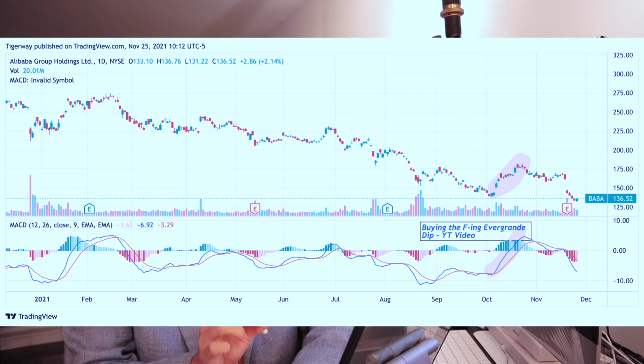But here's what I have to say. When I made my videos for Chinese equities earlier this year, I actually had not put that much time into understanding and dissecting the MACD. It's only recently that I heavily researched this indicator and it was brought to my attention.